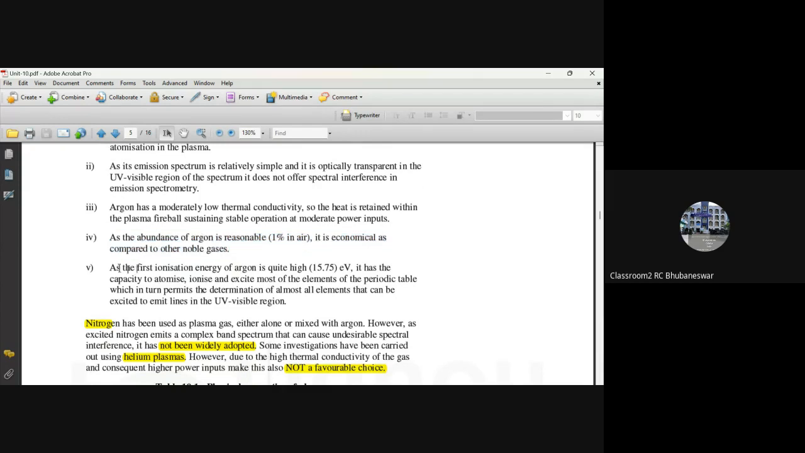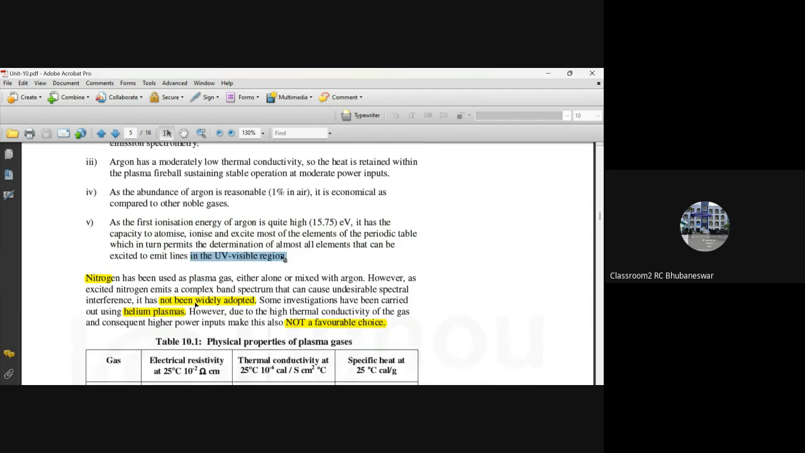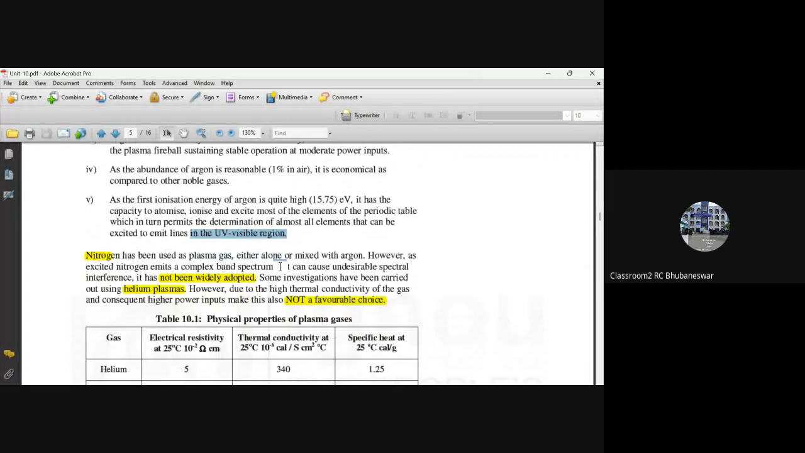The last point is that the first ionization energy of argon is quite high. It has the capacity to atomize, ionize, and excite most of the elements of the periodic table, which in turn permits the determination of almost all elements that can be excited to emit lines in the UV visible region. So these are the best parts you saw with argon.